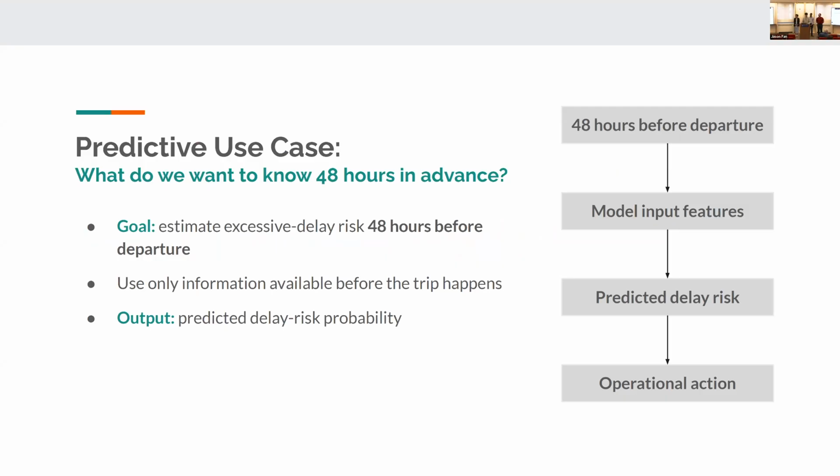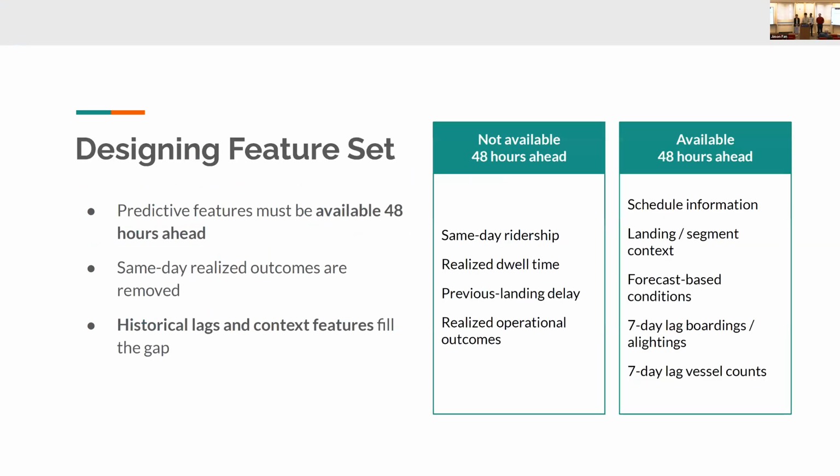So this model is for early planning. The trip has not happened yet, so we can only use the information that was available in advance. The goal is to take those features and estimate the probability of excessive delay and turn that into something the operations team can act on before the service begins.